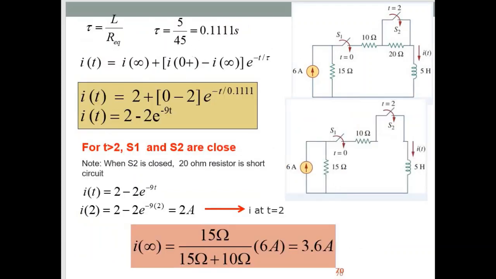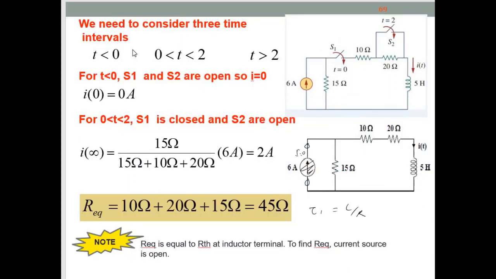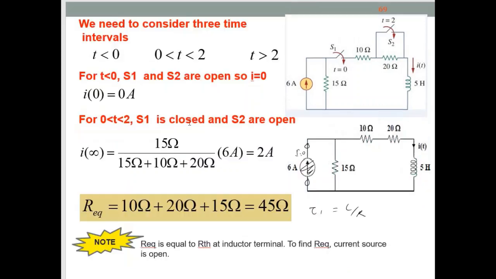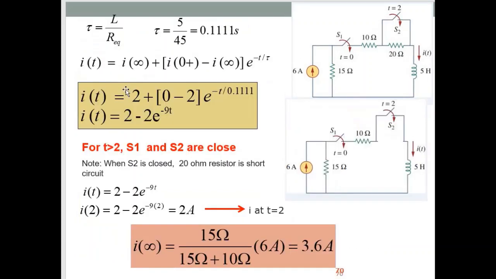Next. Okay, before that, finish the R equivalent here with the calculation of tau. So tau 1 will be 0.1111. So this is up until here. We already prepared the values for I naught, I infinity and the tau here. So we can insert this into the equation: I equals I infinity plus I naught minus I infinity, e to the negative t over tau.